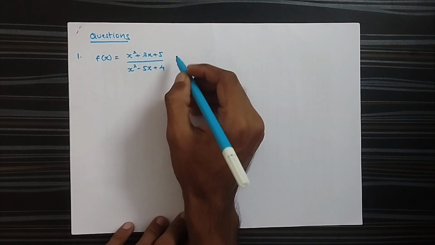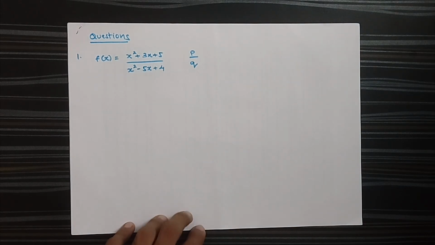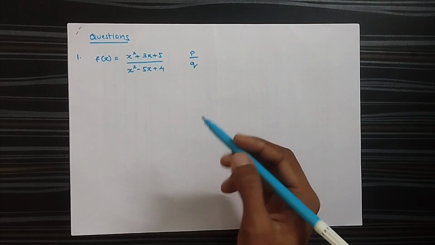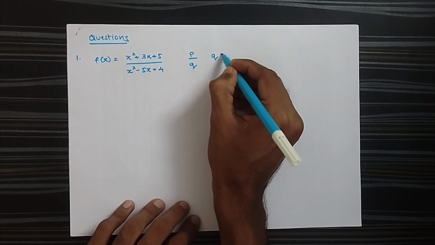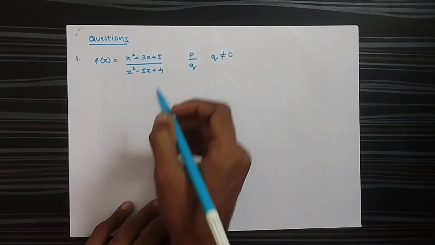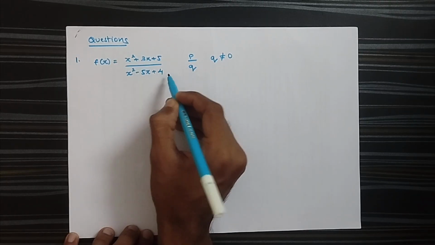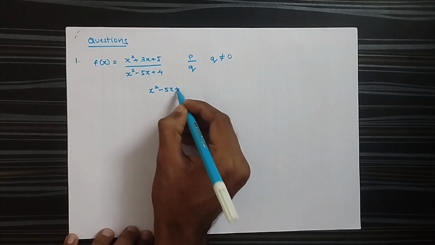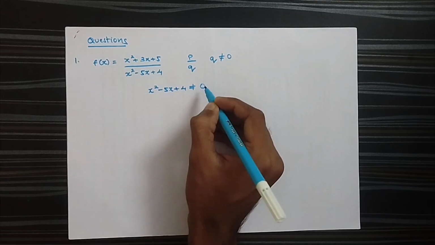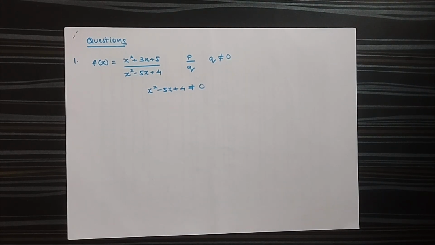Looking at this function, we see it is in the p by q format, so it's a rational function, and we know what a rational function is. A rational function is where p and q are both functions and q is not equal to 0. So we have to find all the values of x where this cannot be equal to 0. We cannot have the denominator as 0. Any other value we can accept, because even if the numerator is 0, it's not a problem, but we cannot have the denominator as 0.